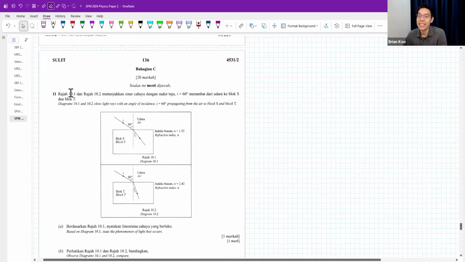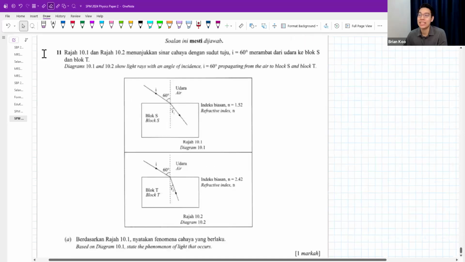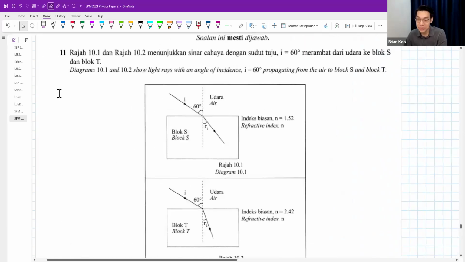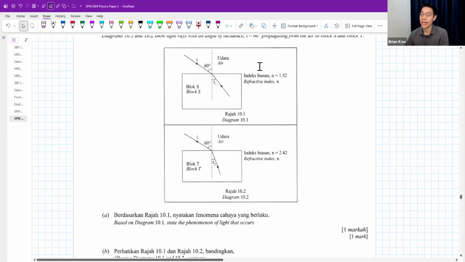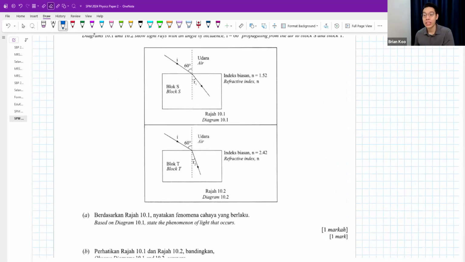Okay, then lastly is light in section C, which is your compulsory section. Diagram 10.1 and 10.2 show a light ray with an incident angle of 60 propagating from air to block S and block T. State the phenomenon of light that occurs. Refraction, right, because you go to a different medium. Refraction of light. You just say refraction can already, of light is optional.